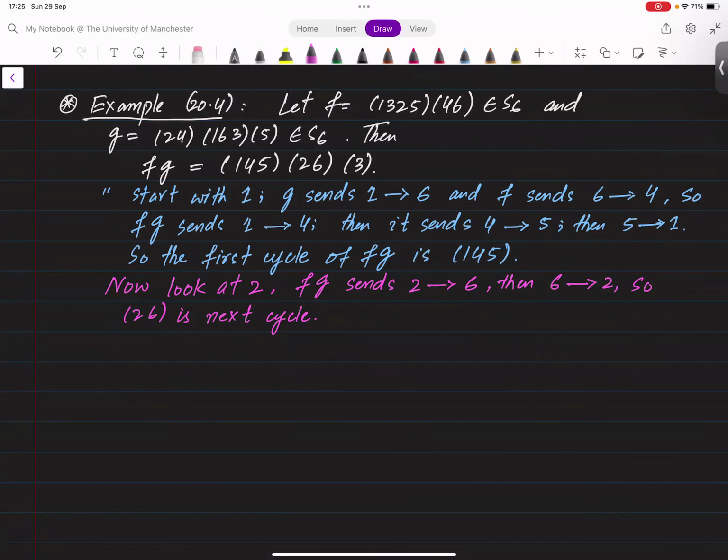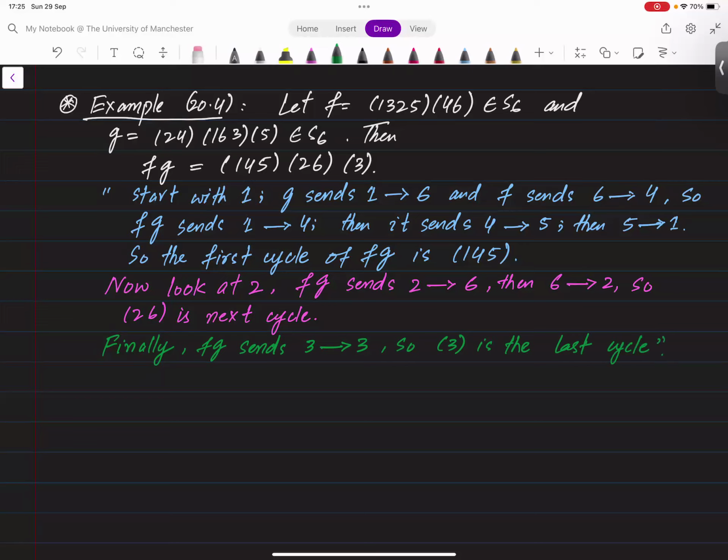If you look at these two cycles, the only remaining number is 3. So finally FG sends 3 to 3. So 3 is the last cycle.